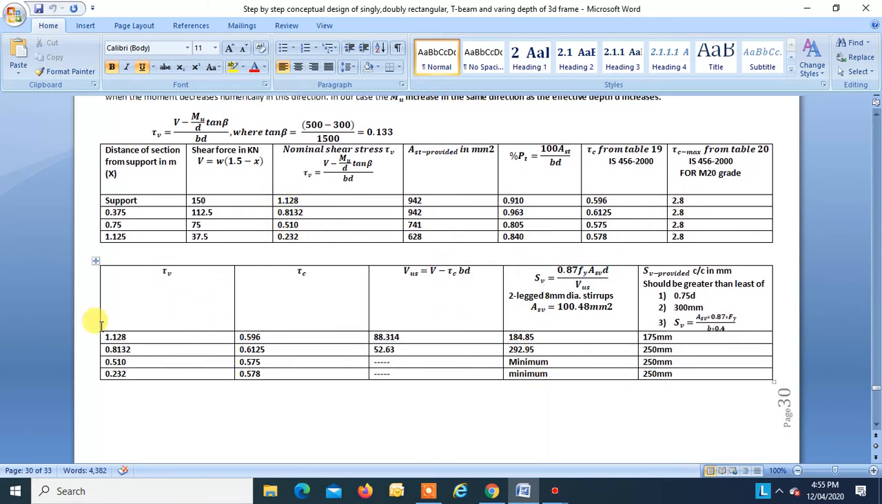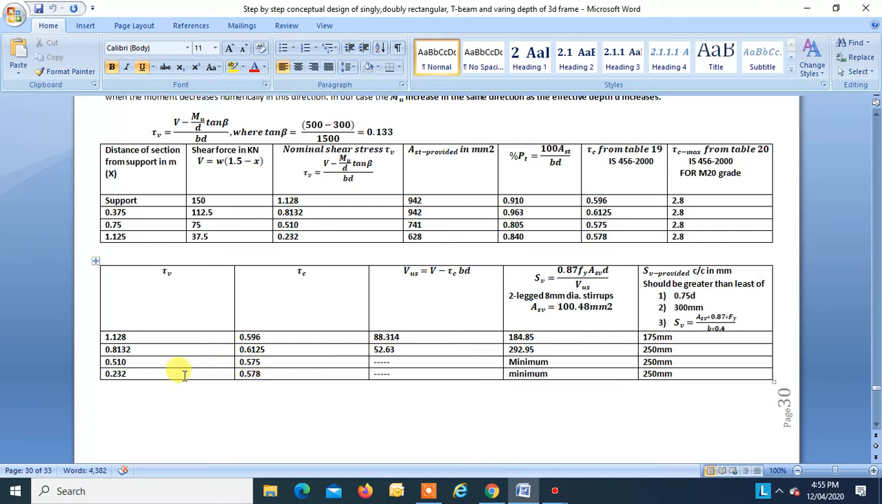Now this is tau v, then this is tau c. We can see here tau c is less than tau v, so we will have to provide shear reinforcement for the additional shear force VUS, which is given by this formula, and that is equal to 88.314. Over here also tau c is less than tau v, so VUS is found to be 52.63. Over here tau c is greater than tau v, so VUS will not come into action.